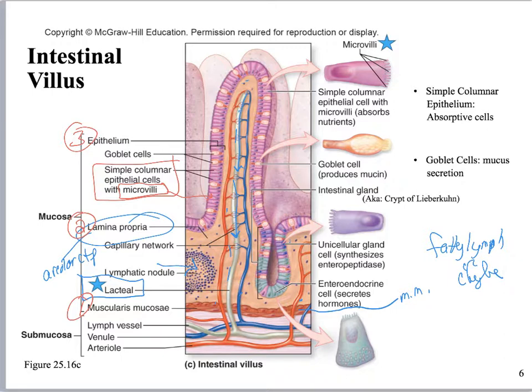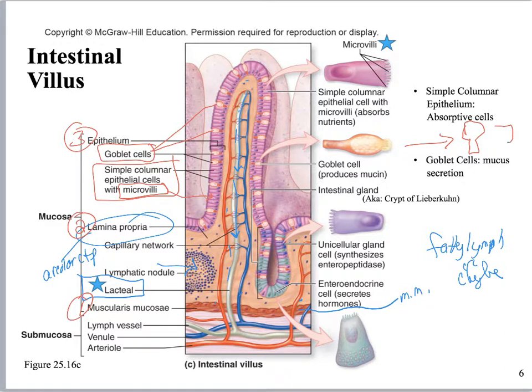Now, we also have shoved in there the periodic goblet cell. Goblet cells are shaped like a goblet. So if we turned this the other way, oh my God, my drawing. Oh, geez, what is that, a keyhole?